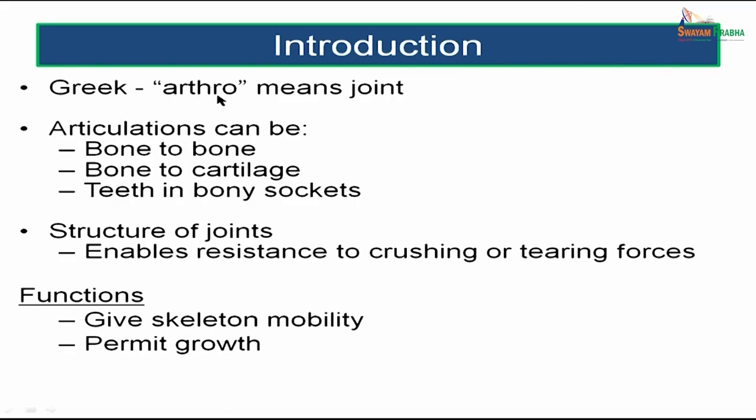The word arthro in Greek means joints. So, what is a joint? A joint means a junction or an articulation between one bone with another bone or one bone with a cartilage or also the junction of teeth in their bony sockets. All these are joints. The joints are made in such a way or their structure is such that it allows them to resist forces which are crushing or tearing.